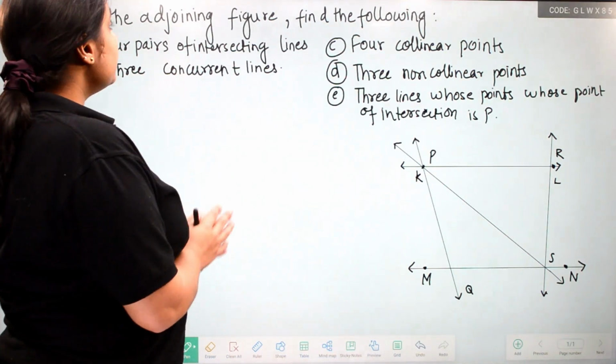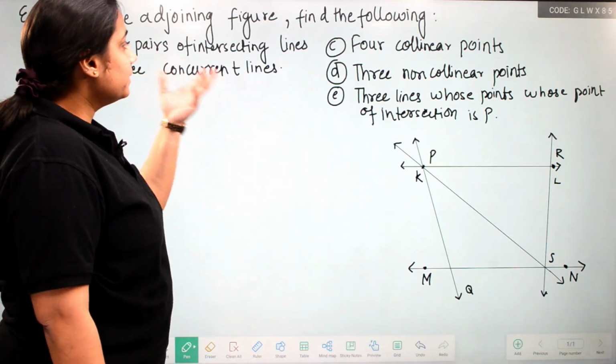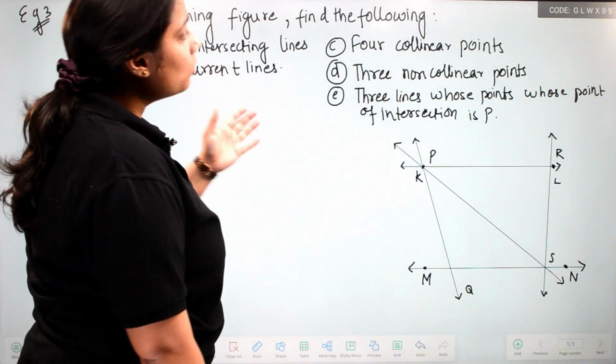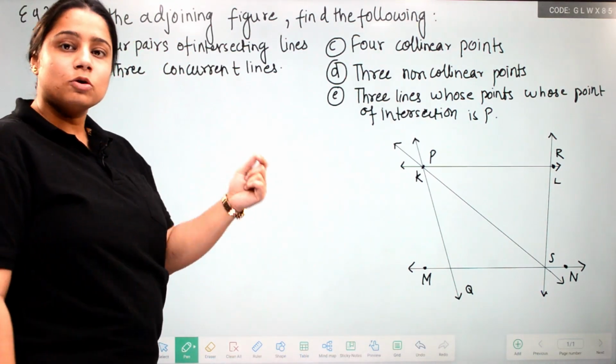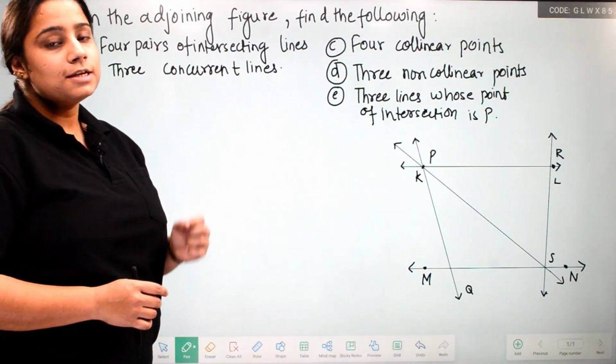Example 3. In the adjoining figure, find the following. Part A, 4 pairs of intersecting lines. Part B, 3 concurrent lines. Part C, 4 collinear points. Part D, 3 non-collinear points. And E, 3 lines whose point of intersection is P.